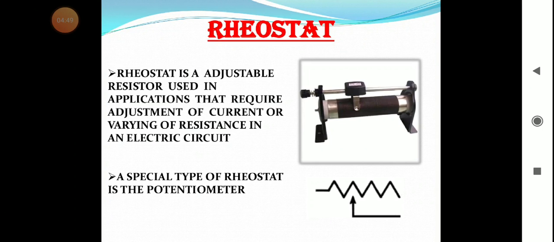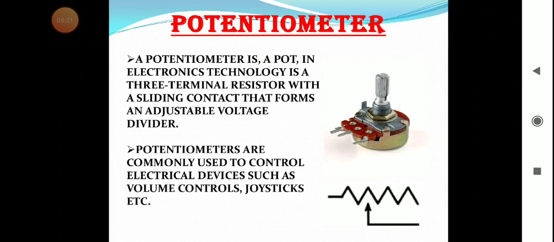The other one is the rheostat. A rheostat is an adjustable resistor used in applications that require adjustment of current or varying of resistance in an electric circuit. A special type of rheostat is the potentiometer. You can see the rheostat. We will again briefly discuss these topics. Now we try to understand what these are.